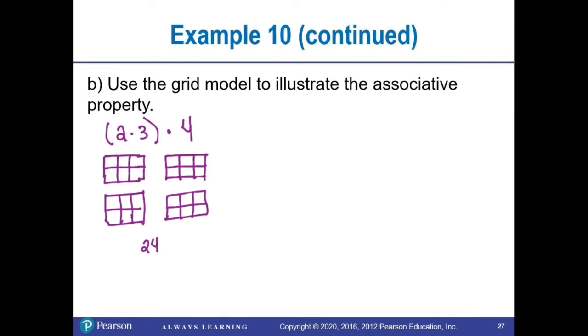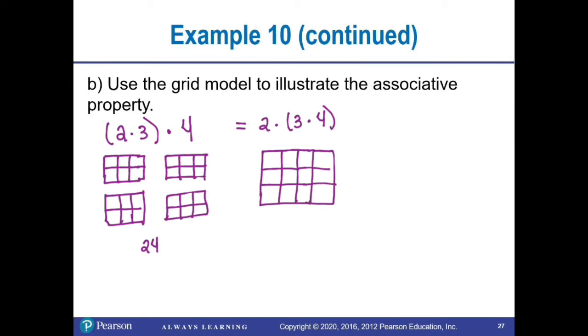With associative property, I changed the grouping. So notice in the first set, I have 2 times 3 grouped. In the second set, I'm going to group the 3 times 4. Now again, we start with what's in parentheses. So I start with 3 times 4. That means 3 down and 4 across. I'm multiplying this by 2, so I'm going to repeat that. And notice again, I have 24 boxes.